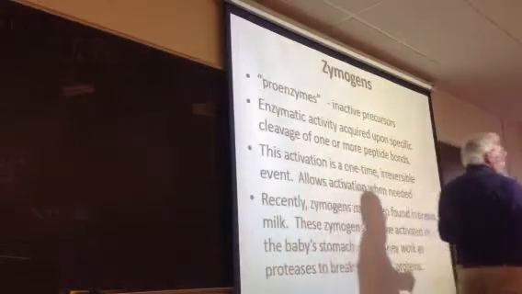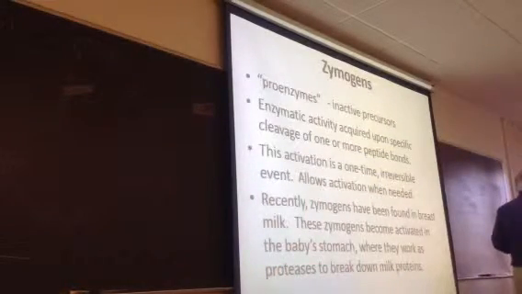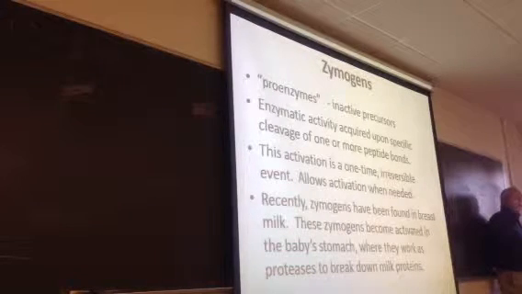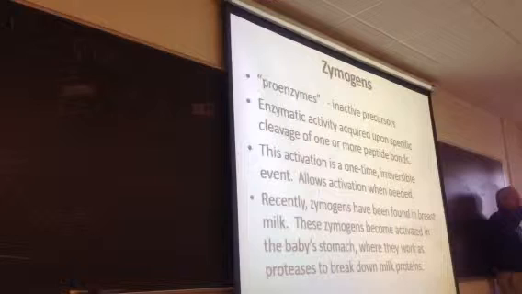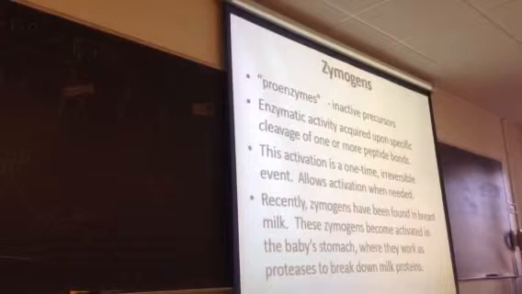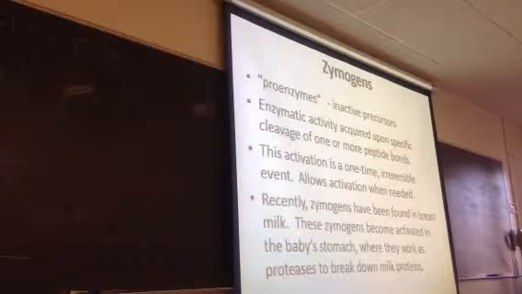Zymogens, like the digestive enzymes in our stomach and in our small intestine, those are all made as inactive precursors that are pumped out into the stomach or into the GI tract as inactive proteins. They're inactive because they carry some stuff that must be clipped off. So the activation of them happens by cleavage, trimming off little bits here and there.